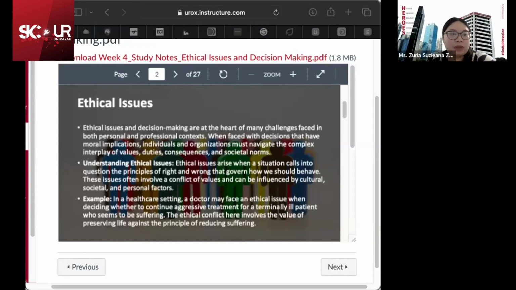Okay. So an ethical issue arises when the situation calls for questioning the principles of right and wrong that govern how we should behave. This issue often involves a conflict of values and is influenced by cultural, societal, and personal factors.